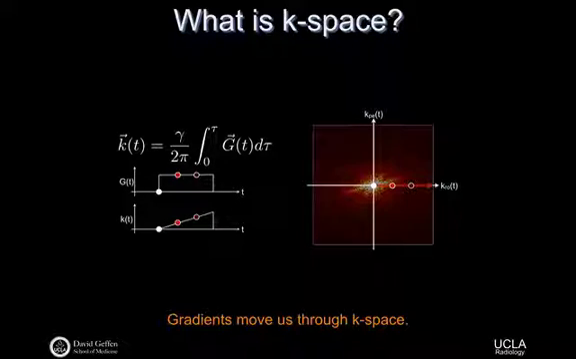And if we integrate this expression, according to this expression, we can see what k is, and k is just increasing as a function of time. So we go from the middle of k-space outward in the positive direction, a positive gradient after all, and then we move further out in the positive direction. So conceptually, I just want you to remember today that gradients move us through k-space.